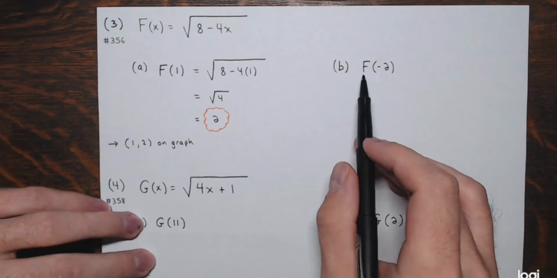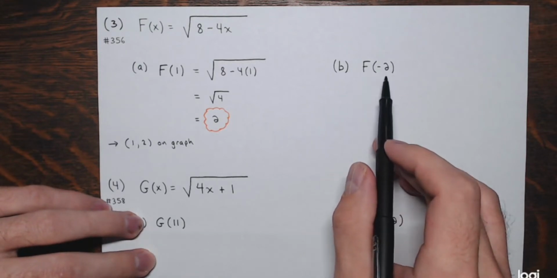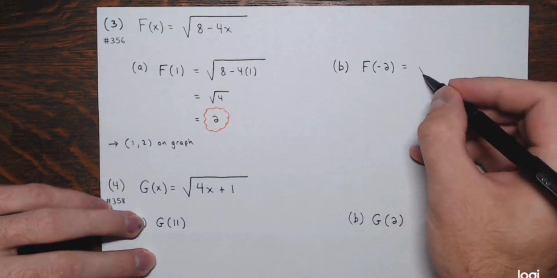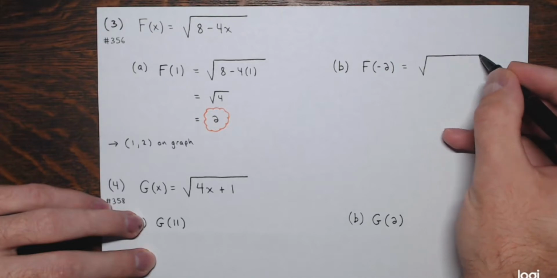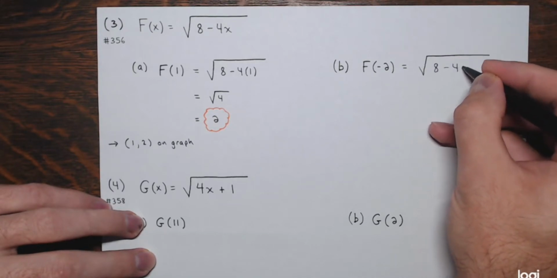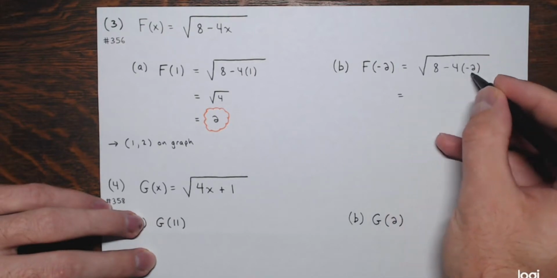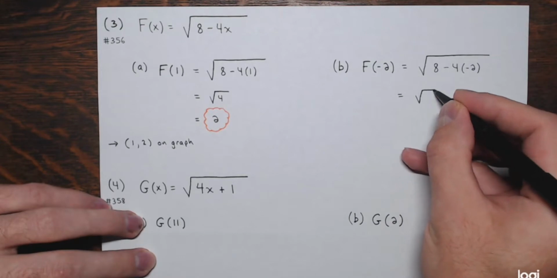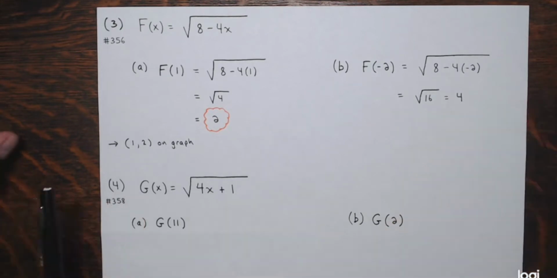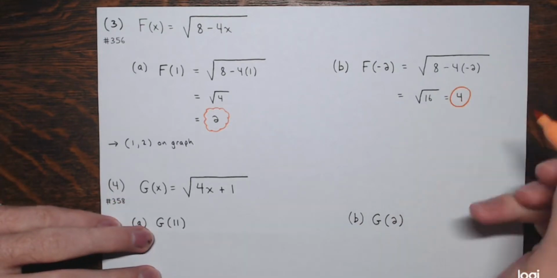All right, then what about f of negative 2? Inputting negative 2 for x, what's the output? Again, easy enough. Just plug in negative 2 for x. This is the square root of 8 minus 4 times negative 2. Well, that would be 8 plus 8, so the square root of 16, which is 4. And that's what they want, the value of the function at an input of negative 2.